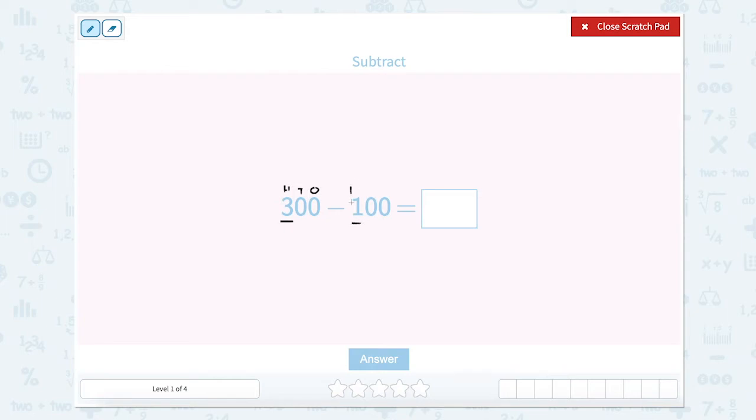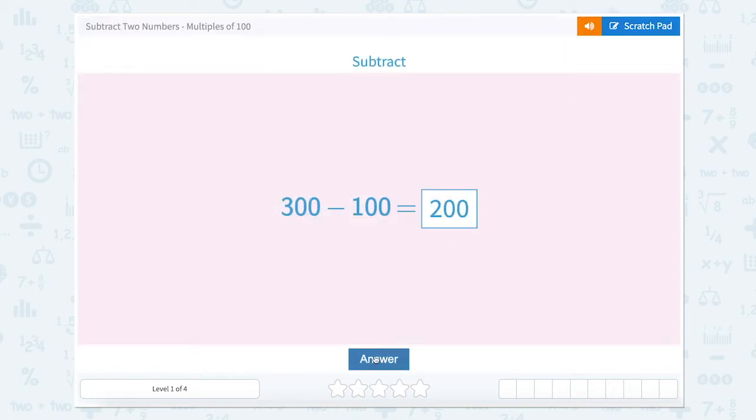Here we have 100, 0 tens, and 0 ones. So since we have 0 tens and 0 ones, we know that we can write 0 minus 0 is 0 and 0 minus 0 is 0. So now we can subtract 300 minus 100s, which gives us 200. So let's close that scratch pad, type in 200.